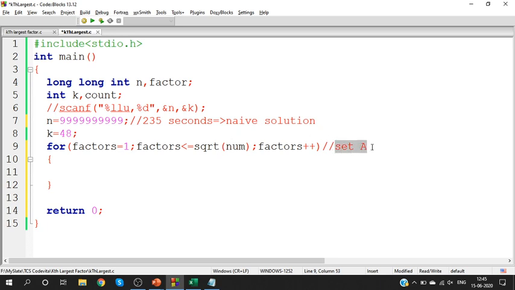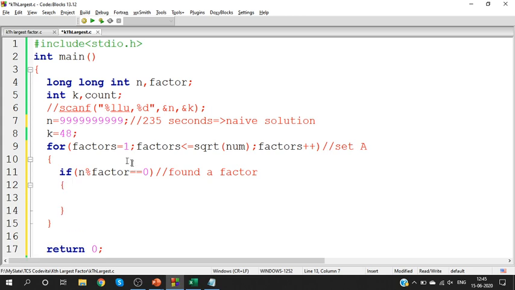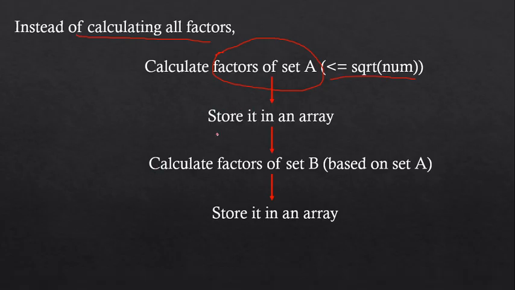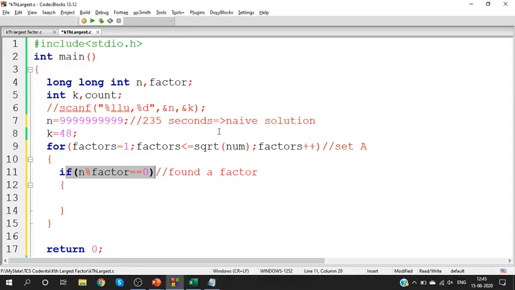So how will you find a factor? That is usual. If n modulus factor is equal to 0, it means I have found a factor. Can you all understand this? Search within square root only in set A. Find a factor. When you find a factor, what did I tell you? Store it in an array. Calculate the factors, store it in an array. So I'll have an array named as set A.